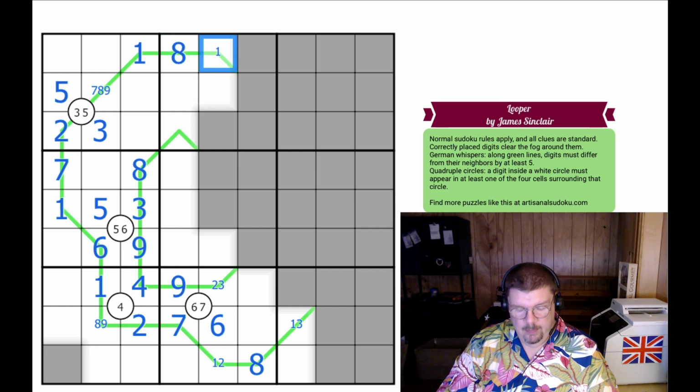This is now a 1, 2, or 3. Obviously, it can't be a 1. And then that gives me a 2, 3 pair in the column, making that a 1.